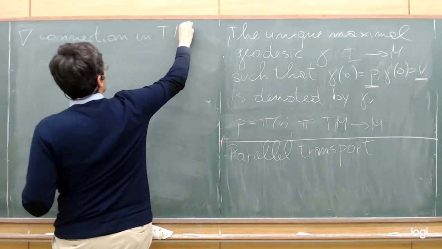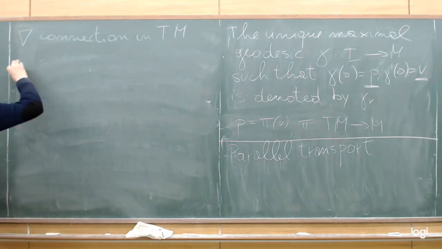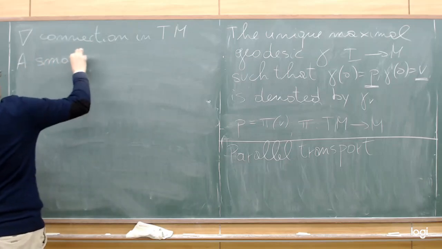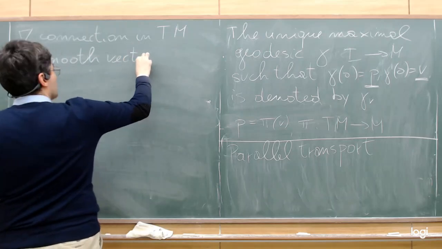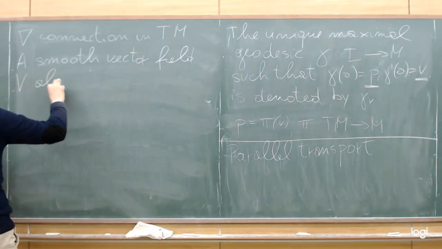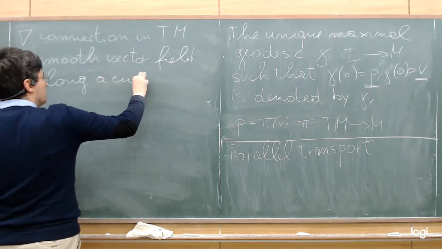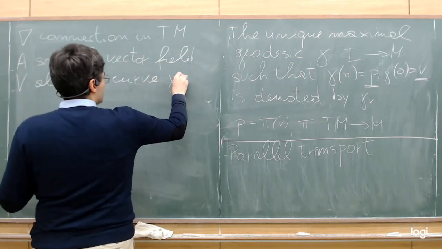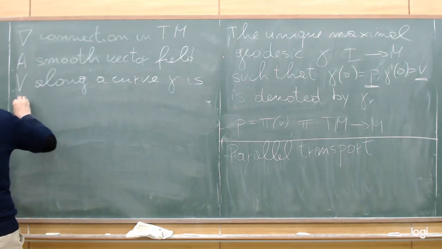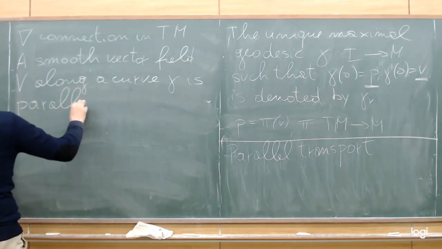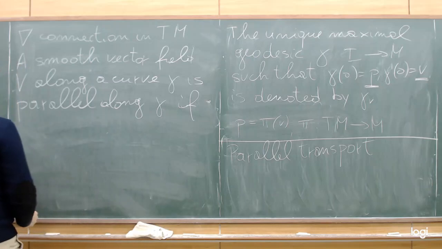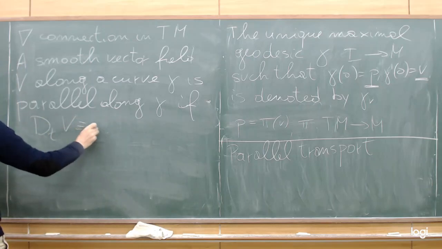in TM. So we say that a smooth vector field V along a curve gamma, which is supposed to be smooth for the moment, is parallel along gamma if D_t V is identically 0.